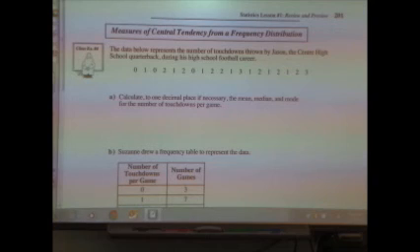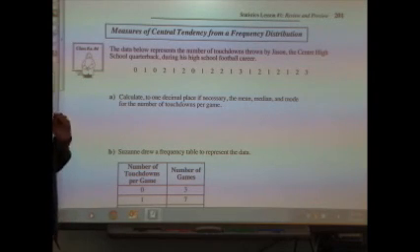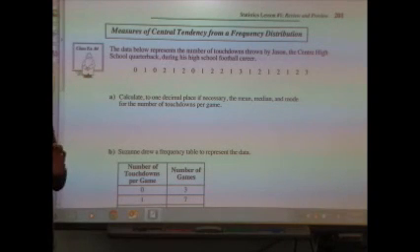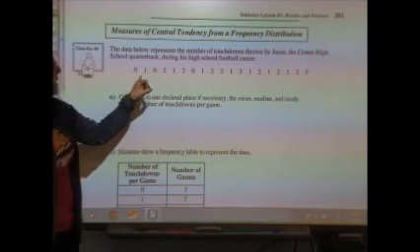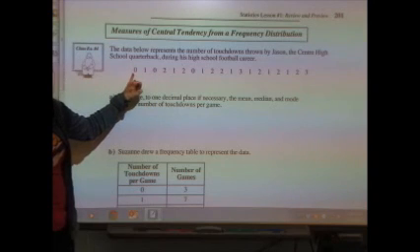Now, sometimes instead of being given a data set, you could be given a frequency set. So the data below shows the number of touchdowns thrown by Jason, who's the school's quarterback, during his high school career. So in the first game, he threw no touchdowns.